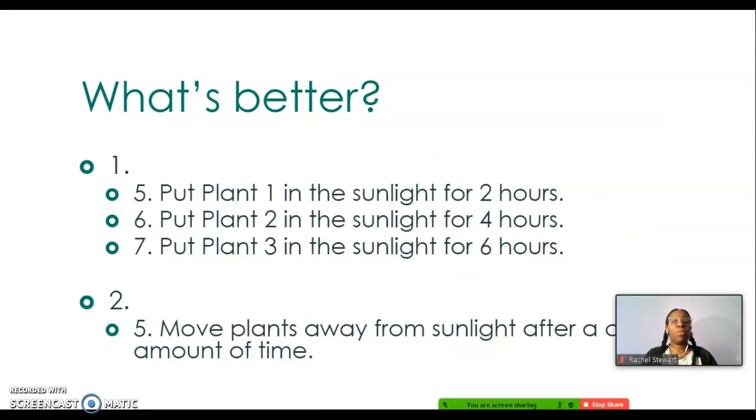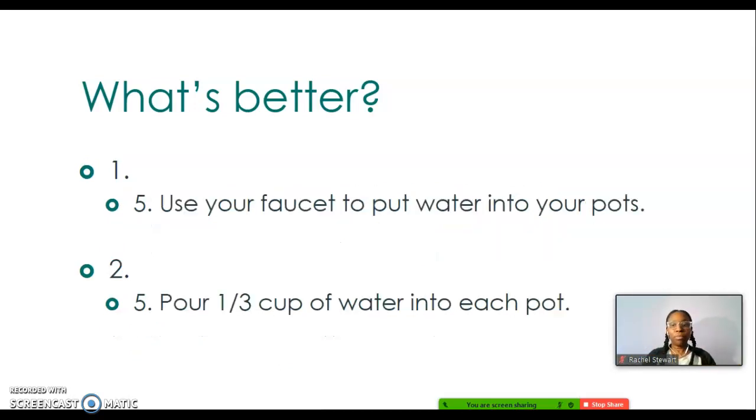Same here. Step 1 is an example of a good procedure because it's in sequential order, 5, 6, 7, and it also uses very much detail. Plant 1 in the sunlight for 2 hours, put plant 2 in the sunlight for 4 hours, and so forth. Move the plants away from the sunlight after a certain amount of time. No details whatsoever. That gives me room to imagine what the scientist was trying to get me to do.